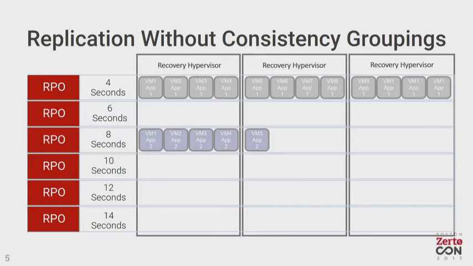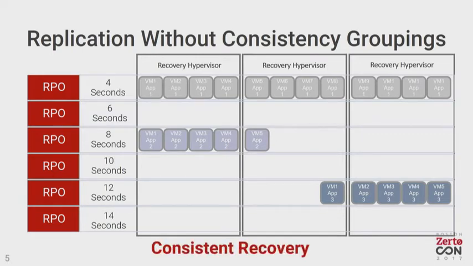So you can take our second application, put it in another group, take a third application, put it in another group with different SLAs. They can all have the same SLAs, that's fine. Ultimately, you get consistent recovery.